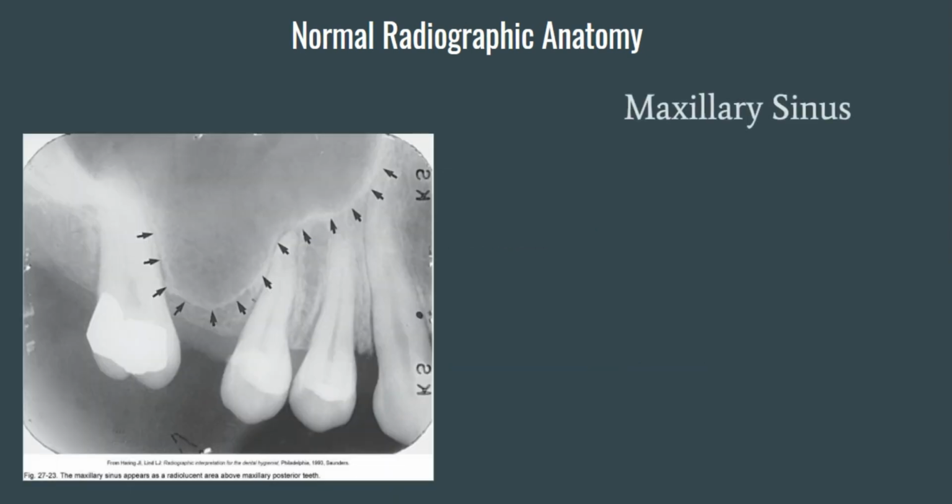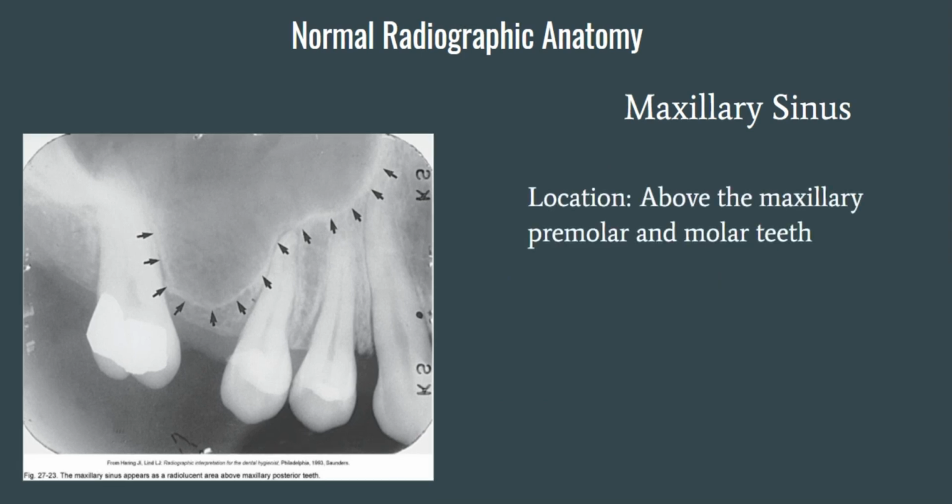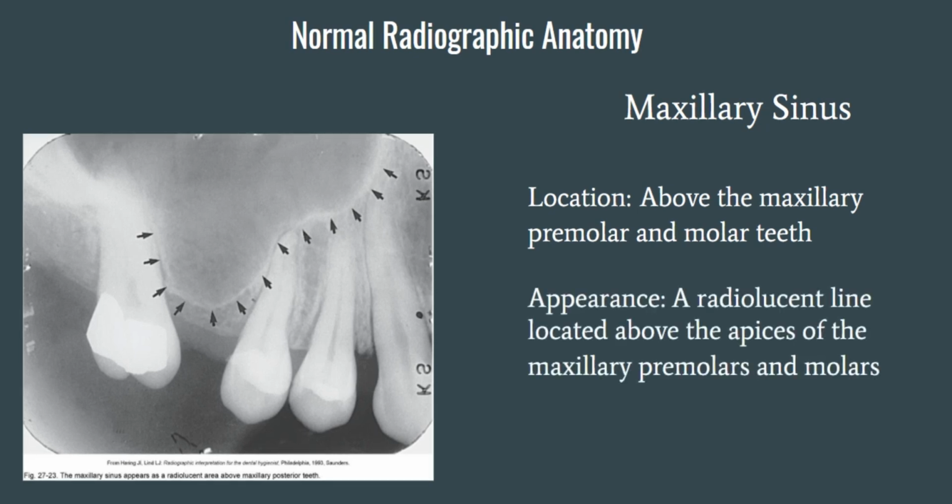And then we have the maxillary sinus. And the maxillary sinus is going to be located above the premolar and the molar teeth. It rarely will extend beyond the canine. You may see cases where it does, but it's going to mostly be above the molars and the premolars. And on a radiograph, it's going to be a radiolucent line located above the apices of the maxillary molars and premolars.